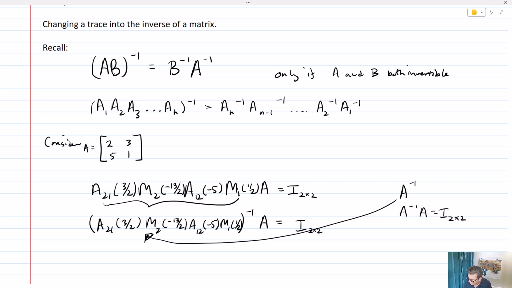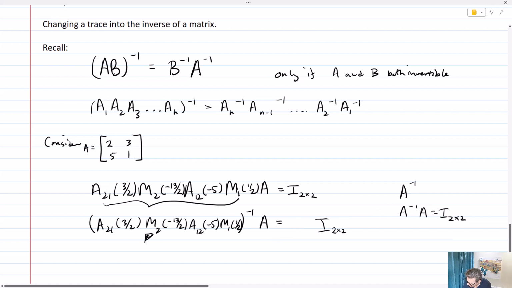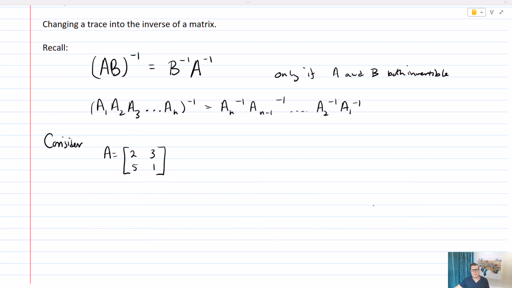Well, what we're going to do now is take that inverse, and multiply I 2 by 2 by the inverse of those values. All right, so let's consider A equal to 2, 3, 5, 1. What we're going to do is utilize A here in order to find the inverse of A. And then also we're going to utilize that inverse to write A as a series of elementary matrices.